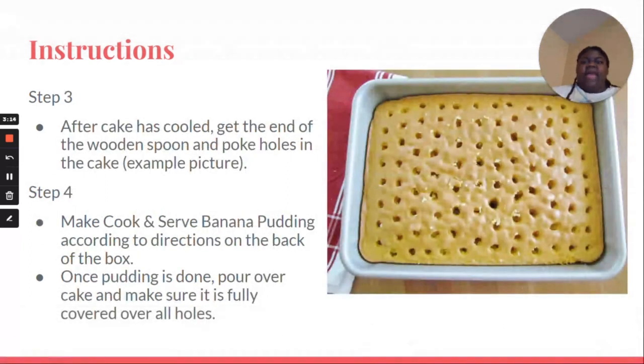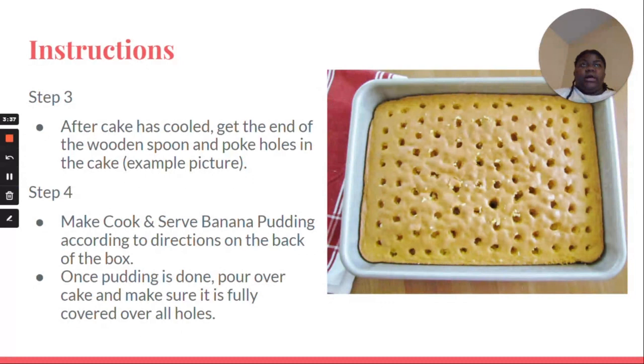Okay, the next step. After the cake is cooled, you'll get the end of the wooden spoon and poke holes in the cake, like the example picture, like this, so that when you pour the banana pudding, it'll go all the way through.